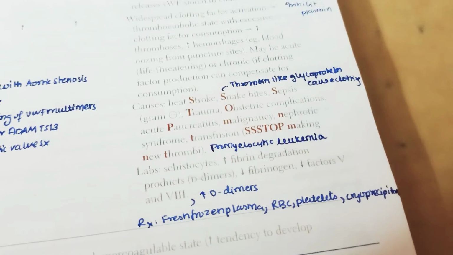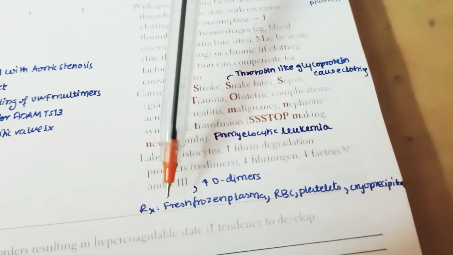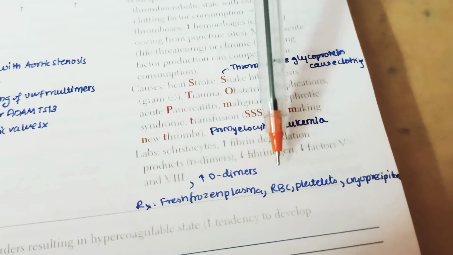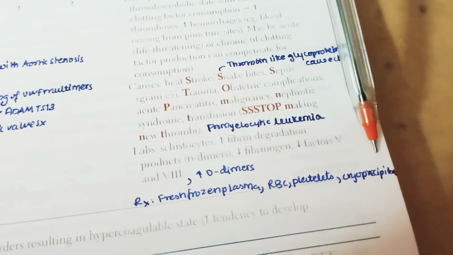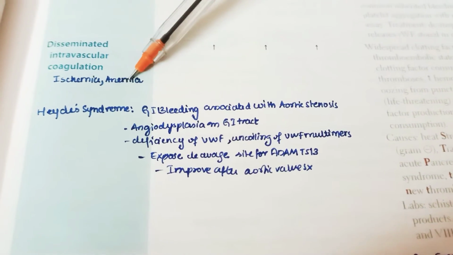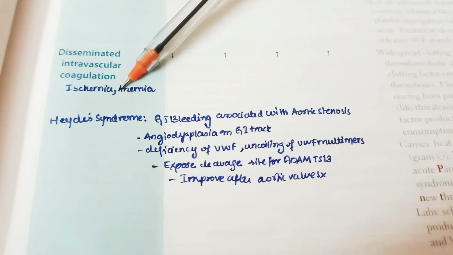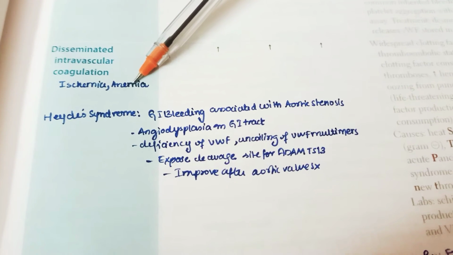Factor 5 and factor 8 are decreased. Increased D-dimers. Treatment: fresh frozen plasma, RBC, platelets, and also you can give cryoprecipitate. So here you can see disseminated intravascular coagulation, there is ischemia, and there is also anemia.